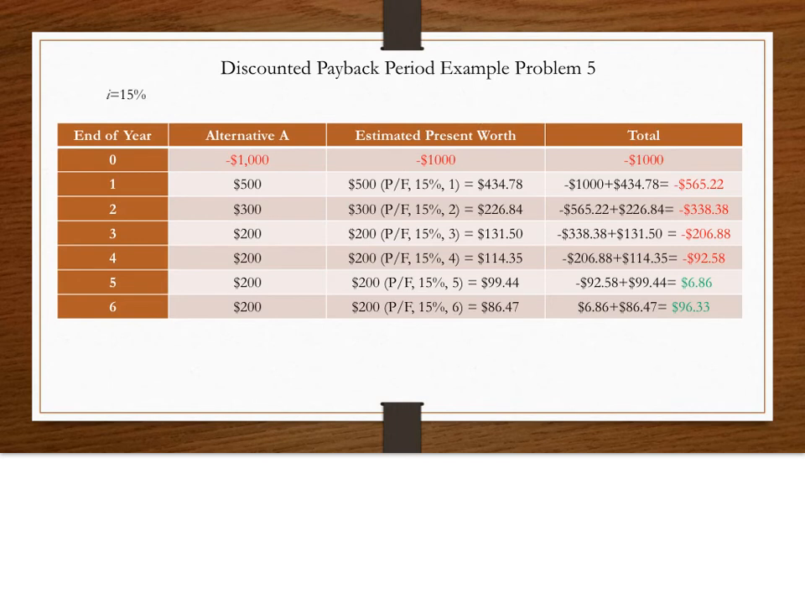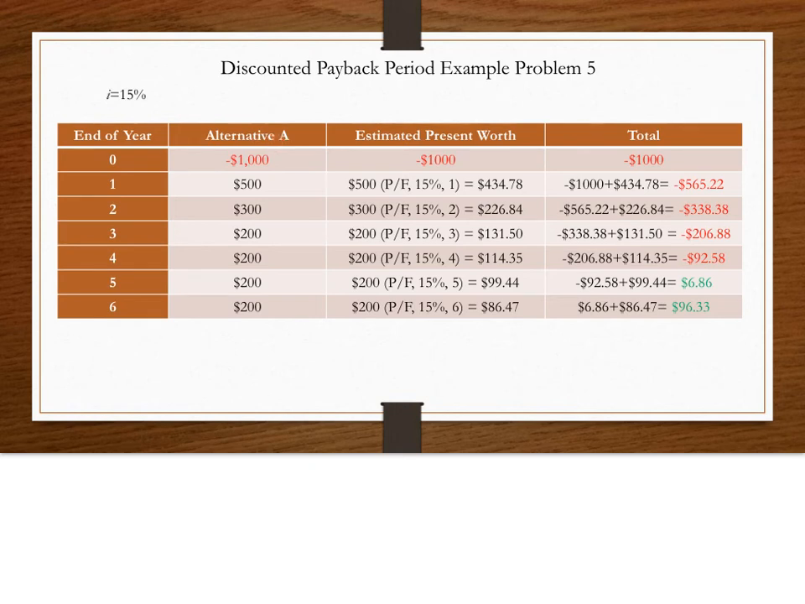For the discounted example, let's take a look at just alternative A. So now we have an interest rate of 15%. The method is the same as the undiscounted. We still incrementally add up the revenues at the end of each year, but in this case, we use the single payment present worth equation to take each revenue amount, treat it as a future worth, and convert it to present worth. So, we start off $1,000 in the hole.